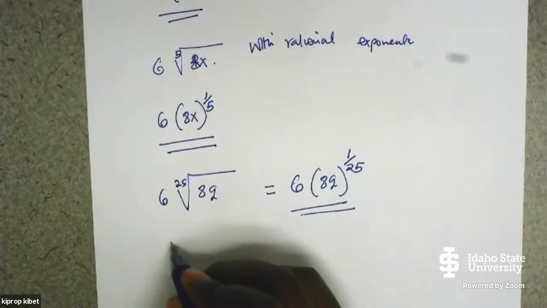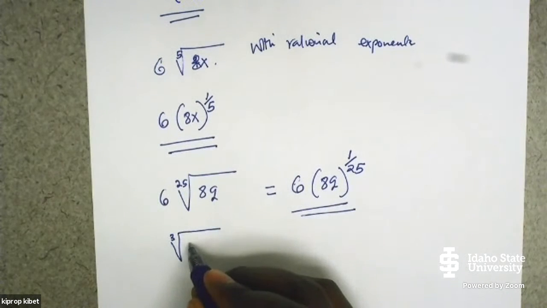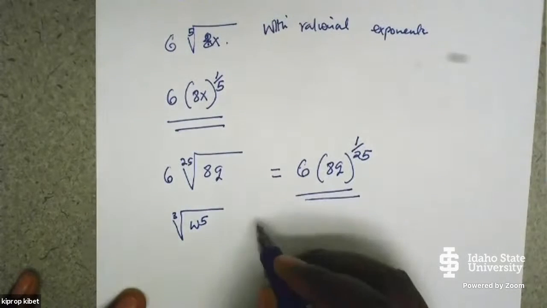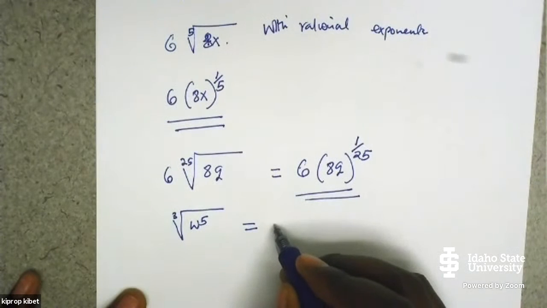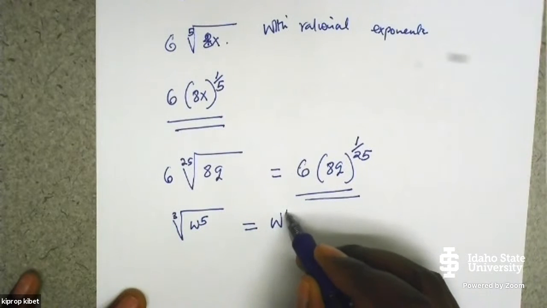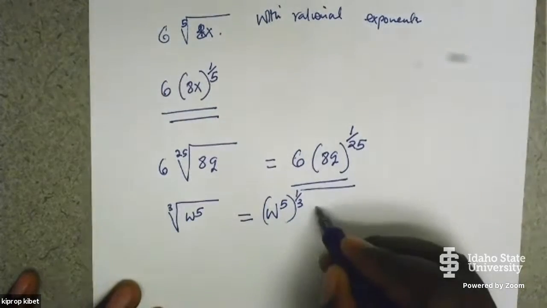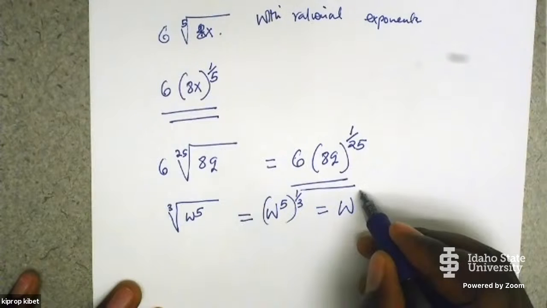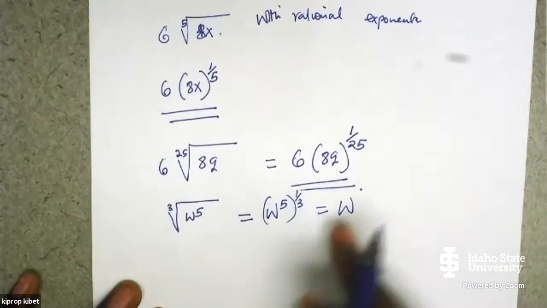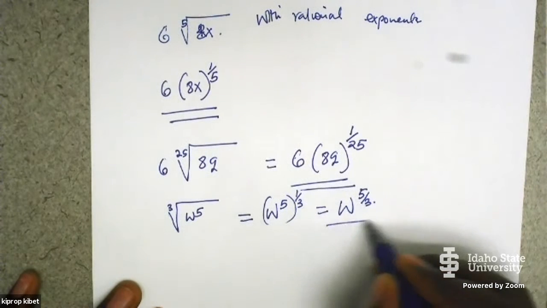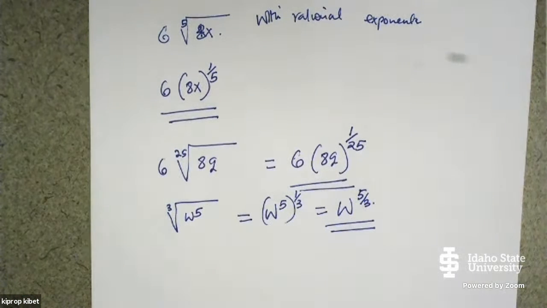The same thing, if you have the cube root of w raised to 5, to write that in rational exponent form, this is similar to w raised to 5, all raised to 1/3, right? And this can be written as w raised to what? If you multiply the powers there, 5/3. Any question after that?